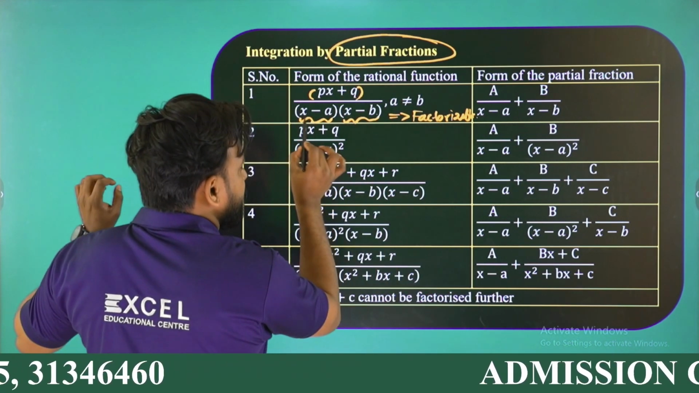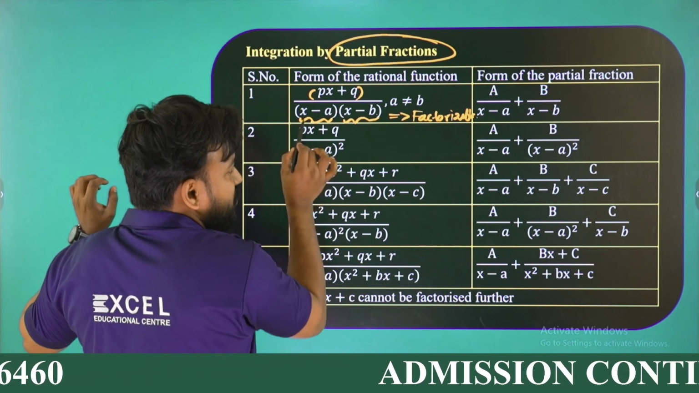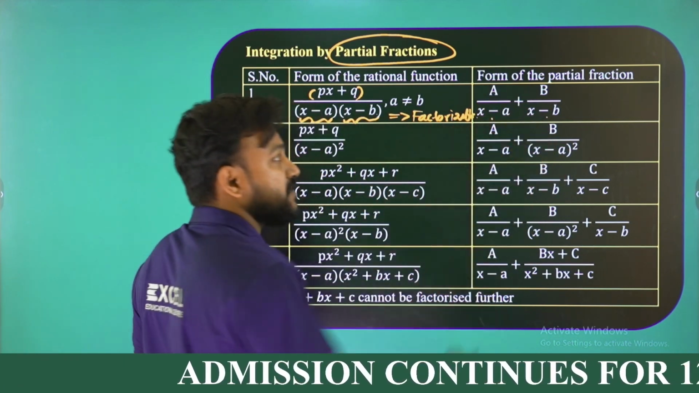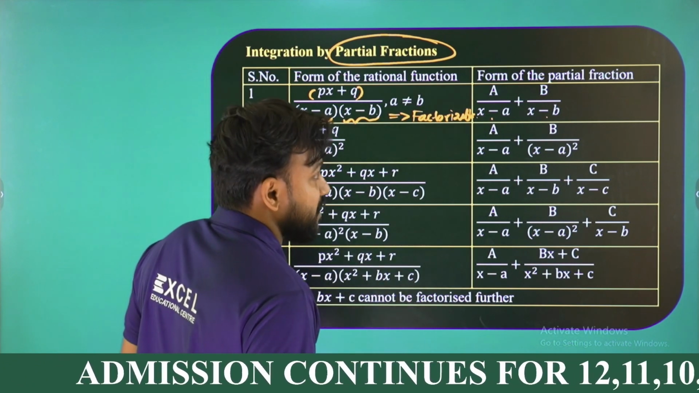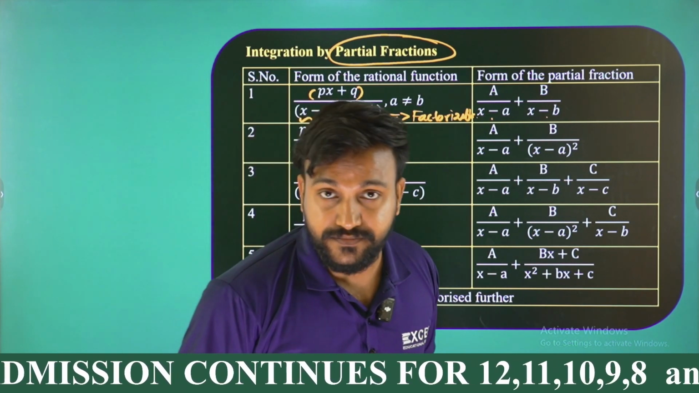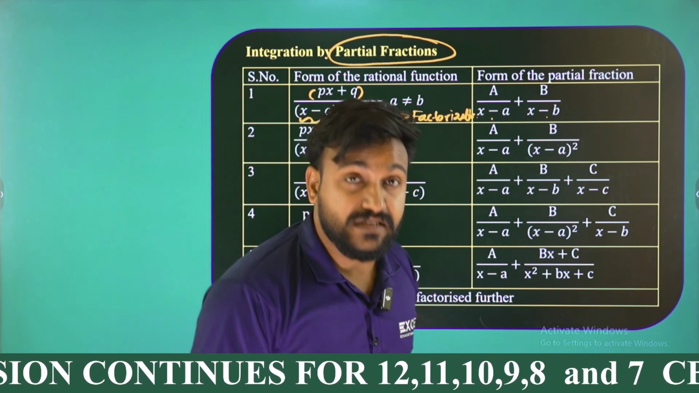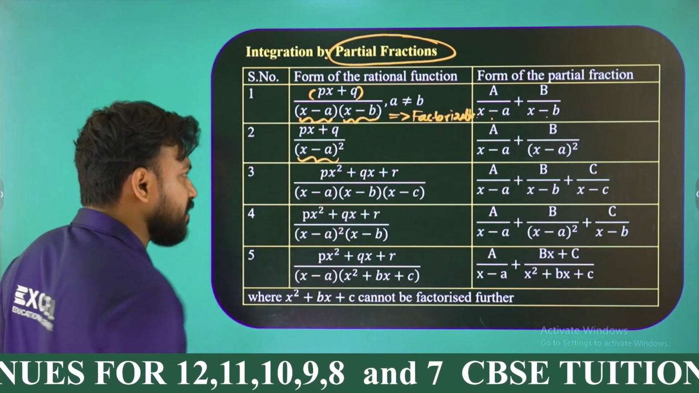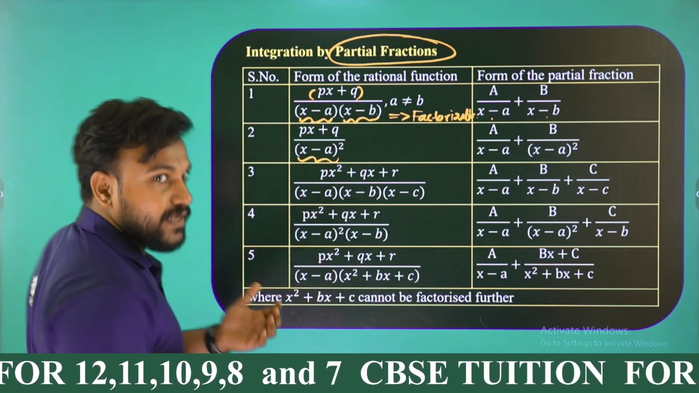So first factor is what? At the denominator, x minus a. Second factor is what? X minus b. So a by x minus a plus b by x minus b. That's how we can write it. Understood? So listen very carefully. The second thing is what? At the denominator is a second degree polynomial. Yeah, when you open the bracket, you will get a second degree polynomial.